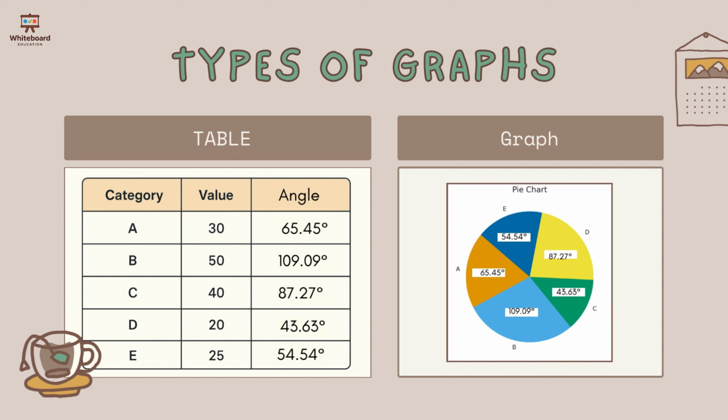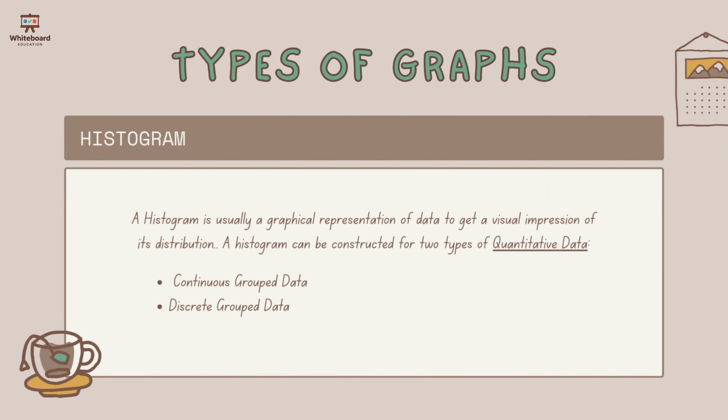Why multiply by 360, you ask? A circle has a total of 360 degrees, and it helps us to find the angle of each sector in the 360-degree circle. Let's learn about histogram. A histogram is usually a graphical representation of data to get a visual impression of its distribution. A histogram can be constructed for two types of quantitative data: continuous grouped data and discrete grouped data.